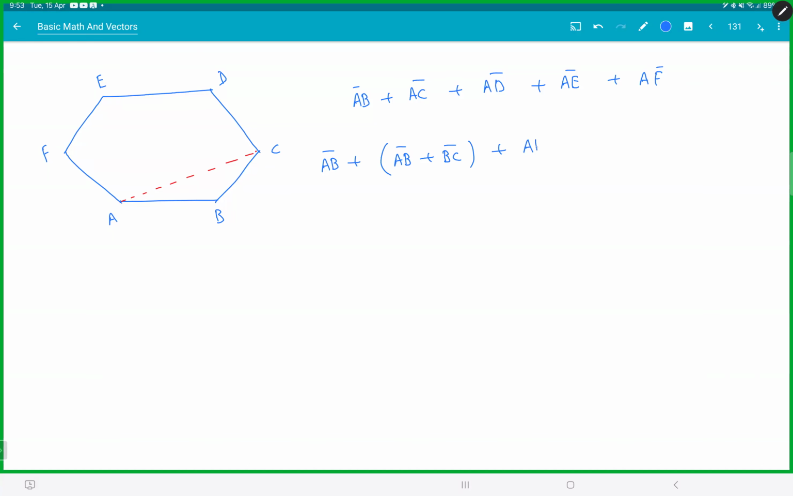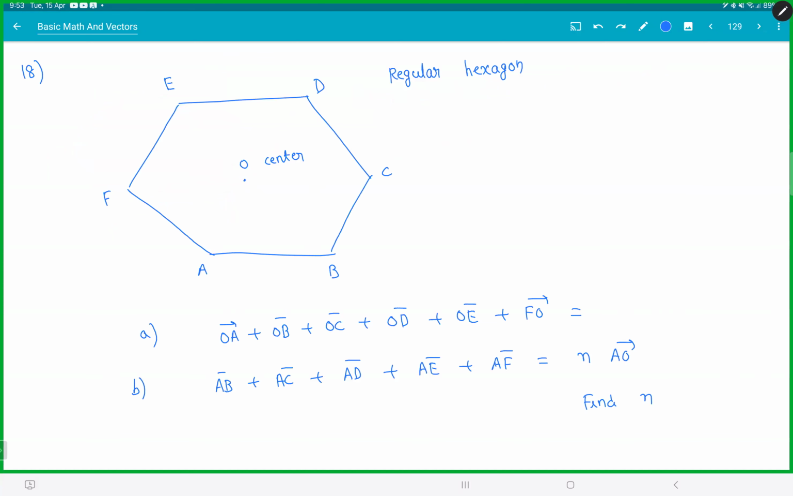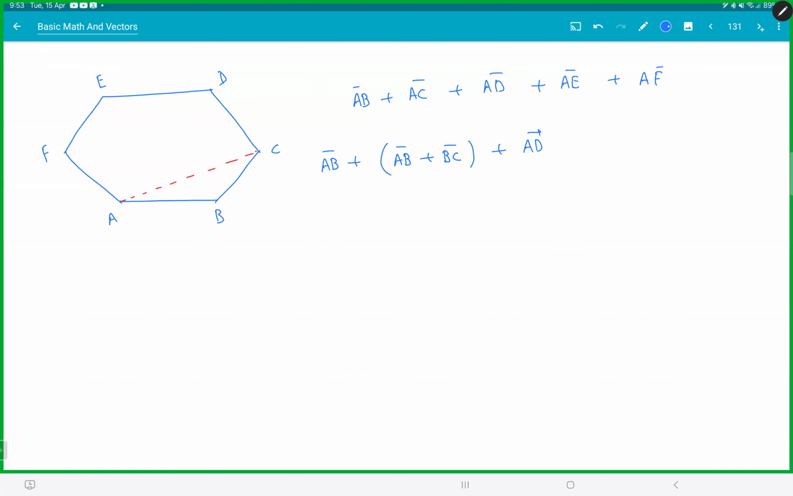AD bar, let's leave it as AD bar only because you're asking in terms of AO bar. So if this is O, you can clearly see here AO plus OD is AD bar, and we know it's a regular hexagon, so sides are equal. So 2 times AO bar is AD bar, isn't it? So this vector is 2 times of this vector. Okay, so I'll just leave AD bar as AD bar only.